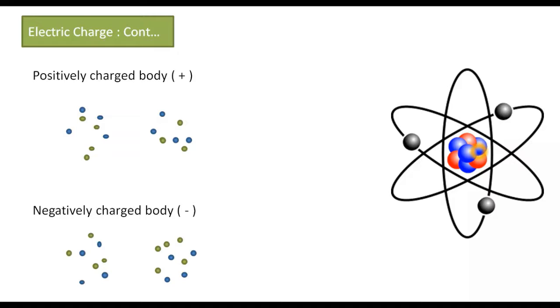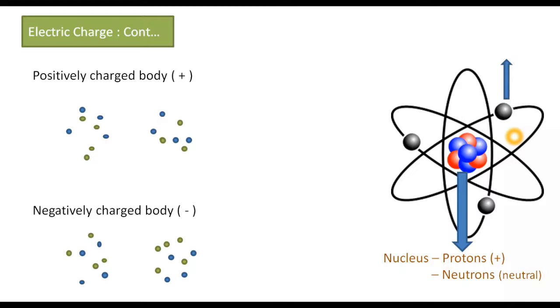Now, what are these? Inside every atom, this central part is called the nucleus. And this central part contains protons and neutrons. The particles which are revolving around this nucleus are called electrons. Electrons are mobile. They can move. They are moving in orbits surrounding the nucleus. So electrons are moving in circular paths.